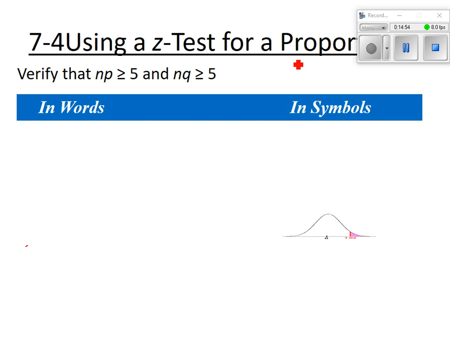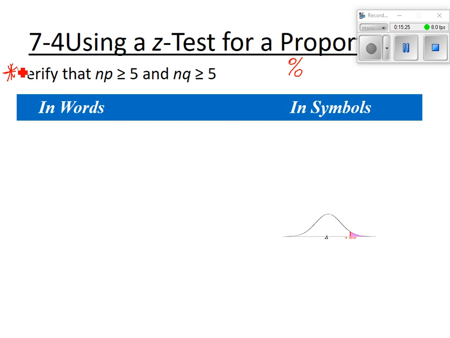Remember, this is like your percentages. The first thing you're supposed to do every time, which we didn't do most of the times because I always forget, is make sure that n times p is greater than or equal to 5 and n times q is greater than or equal to 5. You really only have to check one of these. Just find the smaller of the two.